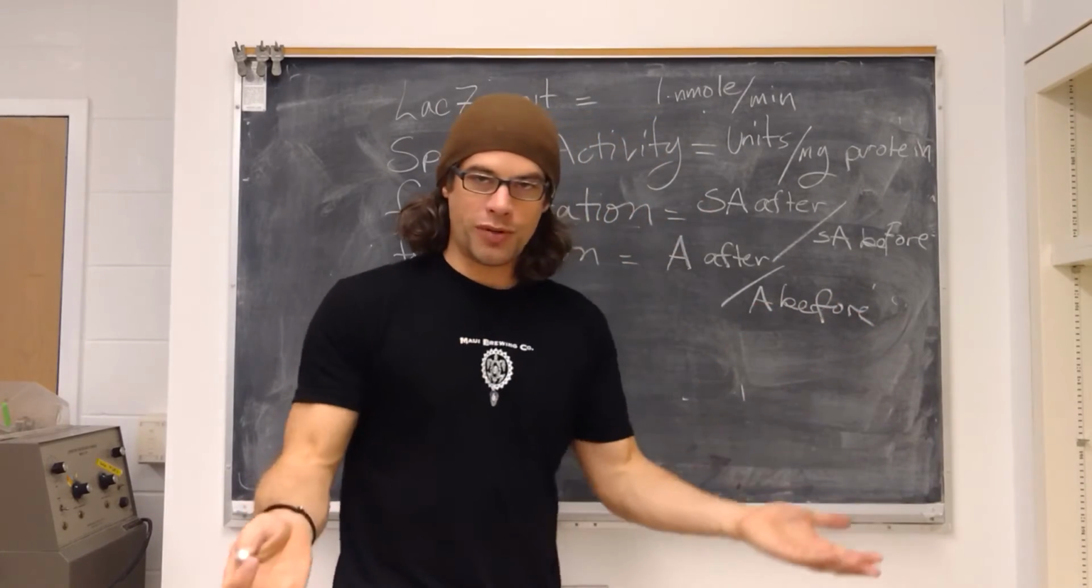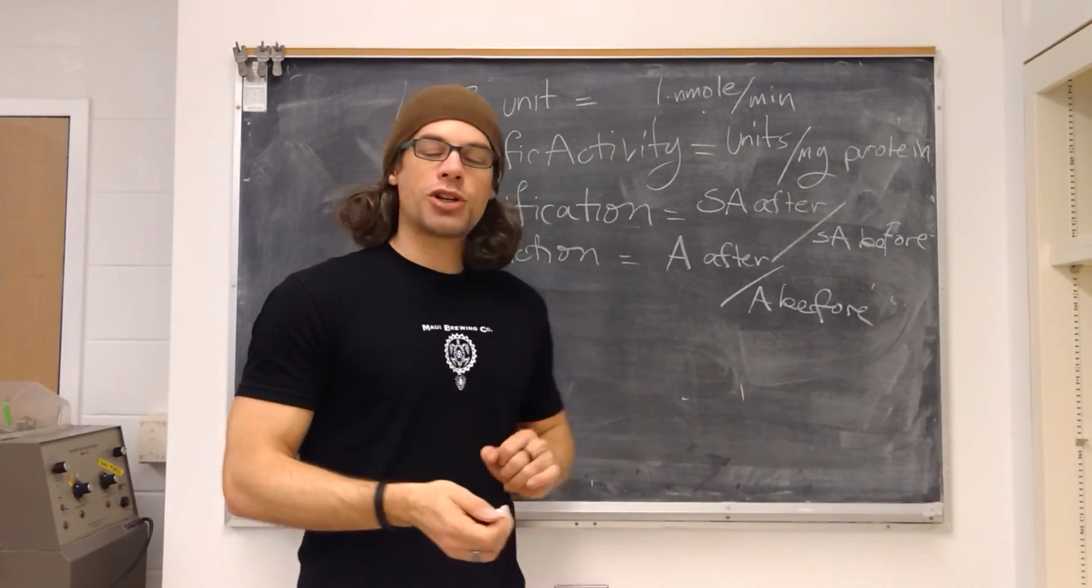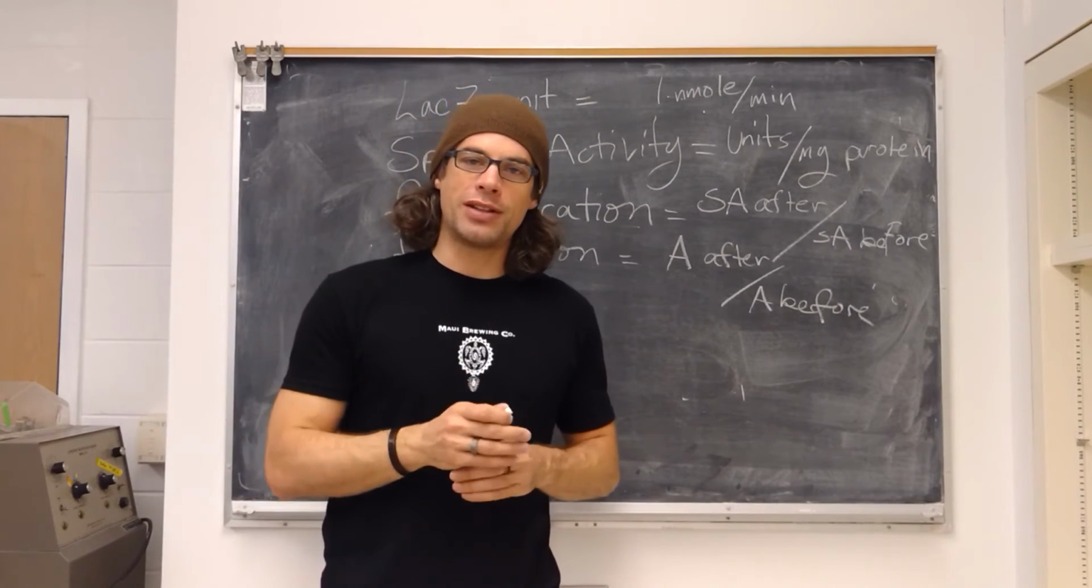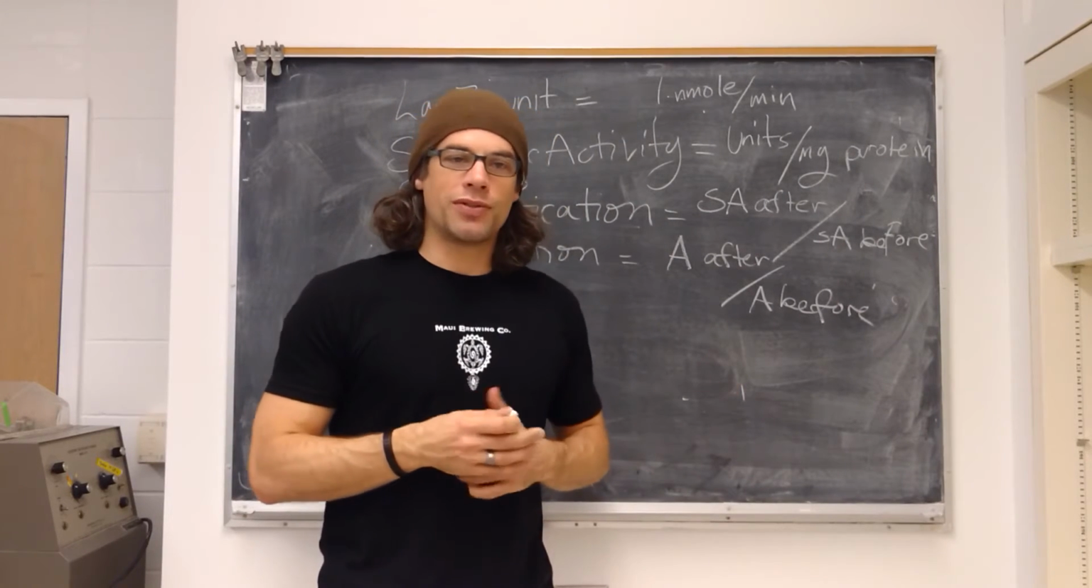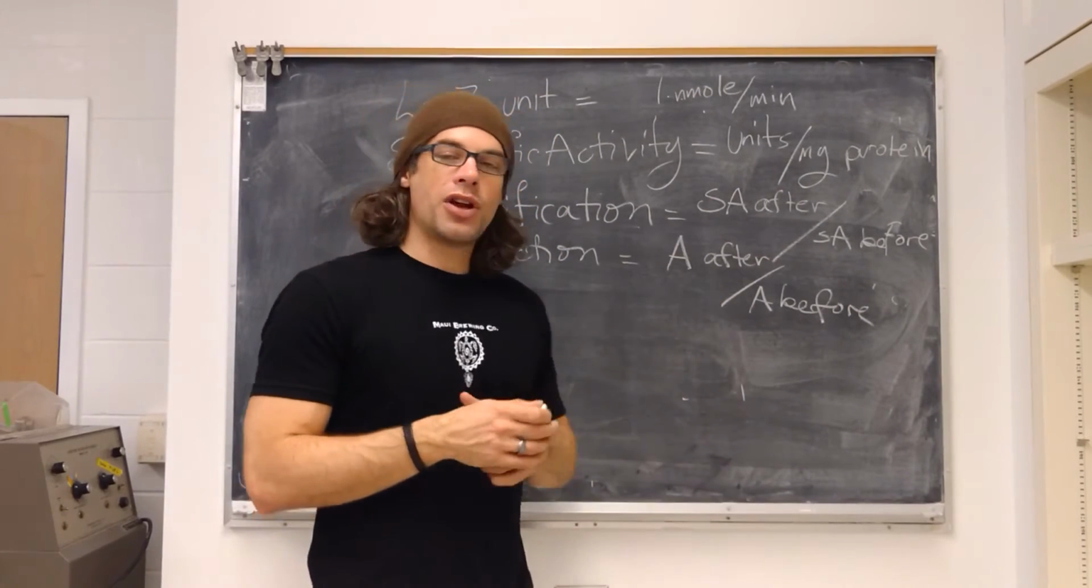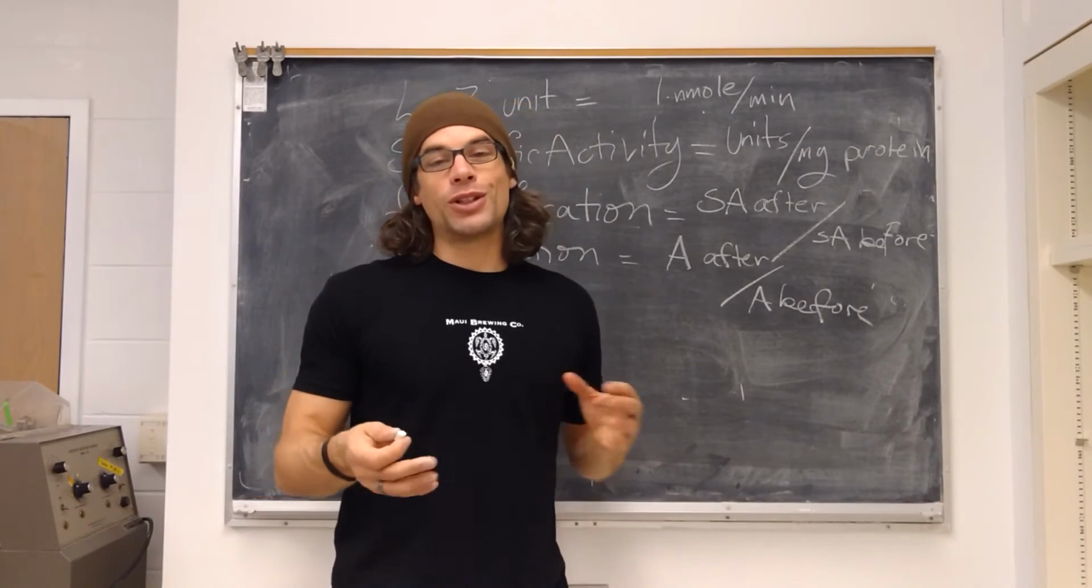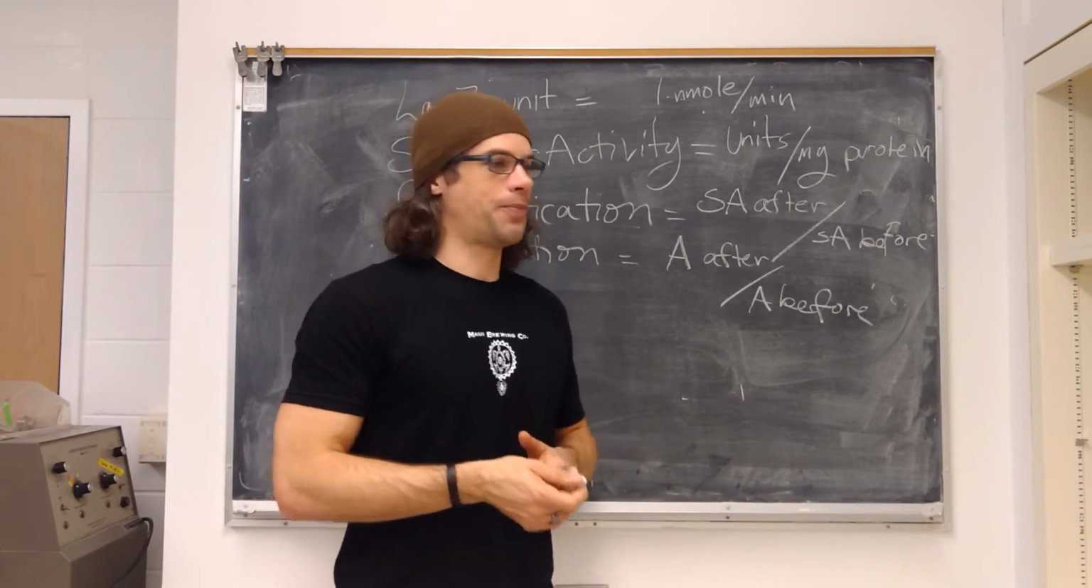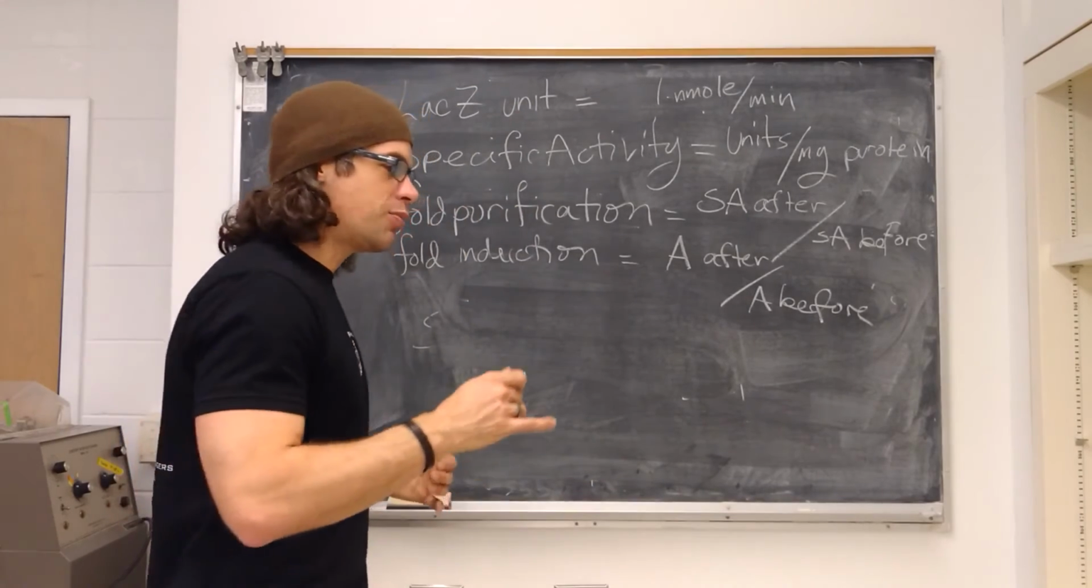As a trivial example, let's say after induction you did your ONPG assay, you did your cuvette in the spectrophotometer. It said you had an absorbance of 2. Before, it said you had an absorbance of 0.5. Your fold induction is 4. It's that easy. The last thing I'm going to talk about is percent recovery.